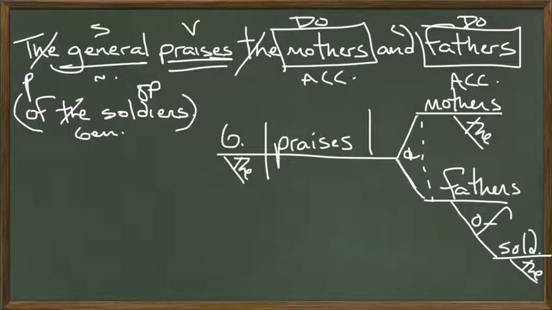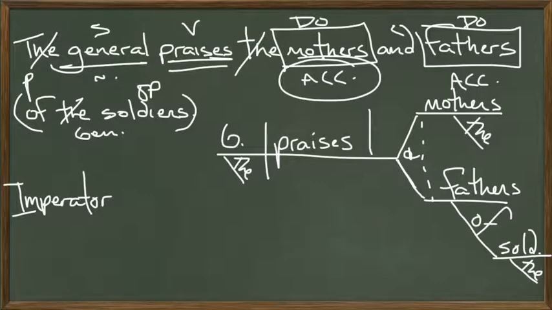Now we have to go back and translate this into Latin. General in the nominative case is imperator. That's where we get the English word emperor. Imperator. The imperator, let's put the verb at the end, so let's go to mothers now, and this is in the accusative case, and it's plural. Imperator matres et patres. So we have the general, the mothers, and the fathers.